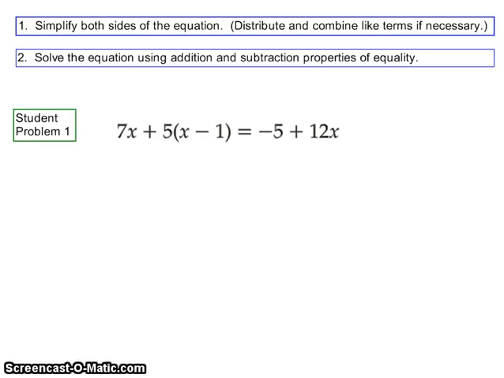This is your first problem that you're going to do on your own. I'd like you to pause the video and follow the steps here to solve this equation.